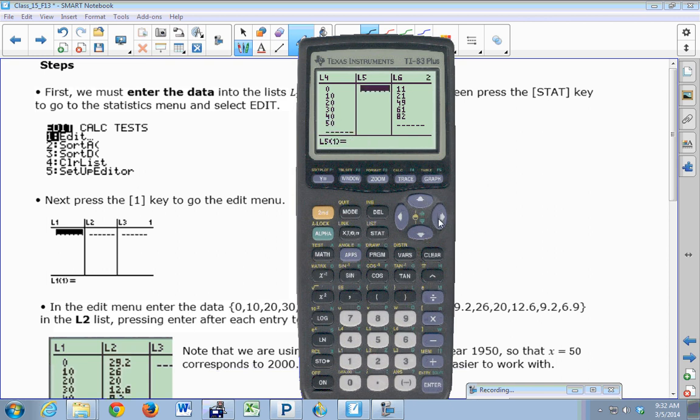Now I go over to the next column. Would someone read me the infant mortality rates for those 6 values? 29.2, 26, 20, 12.6, 9.2, 6.9. Okay, so now I have my data entered into the columns L4 and L5.